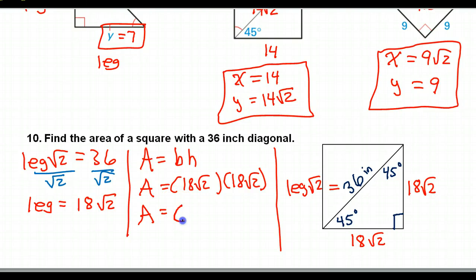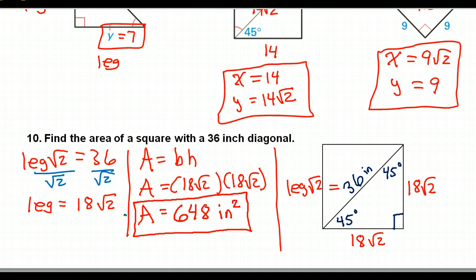Okay, so the area is 648, and for area, it's going to be inches squared, square inches. Alright, and that is how you do problems like number 10. That's it for the homework.